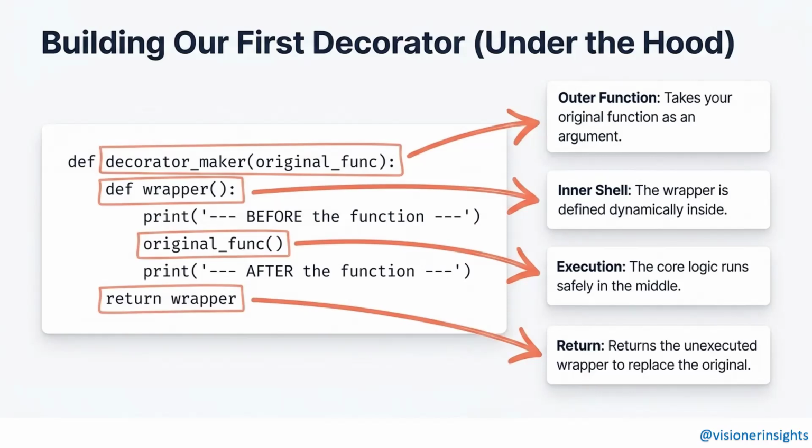First, we define the outer function, def decorator_maker, original_func. It takes your core function as an argument. Then, we create the inner shell dynamically inside it, def wrapper. Inside this wrapper, we build out our execution sequence. We add our new features first, like printing before the function. Then, and pay attention, because this is the crucial step, we execute the original function safely in the middle. Finally, we print after the function. The very last step of the outer function is to return wrapper. We are returning the unexecuted shell itself, which will dynamically replace your original function. Boom, you just built a golden shell from scratch.